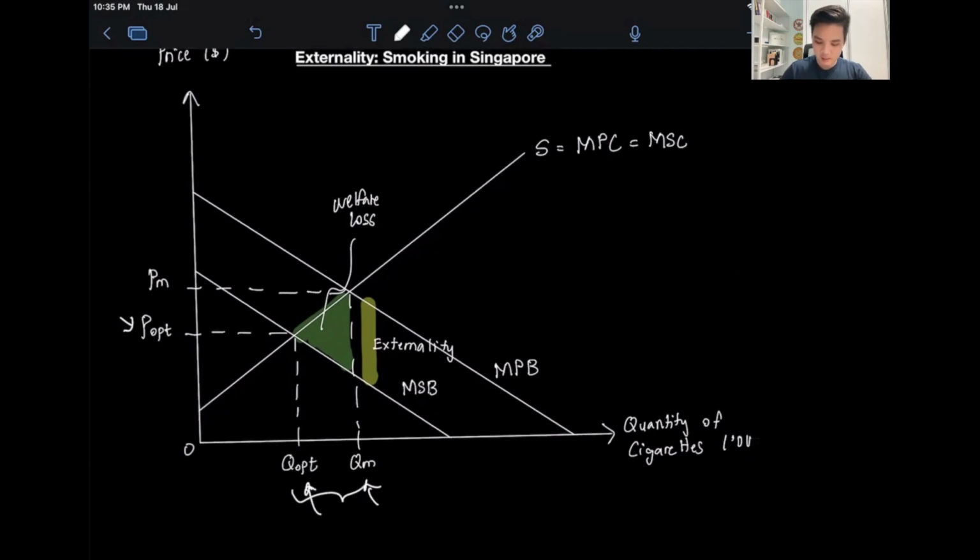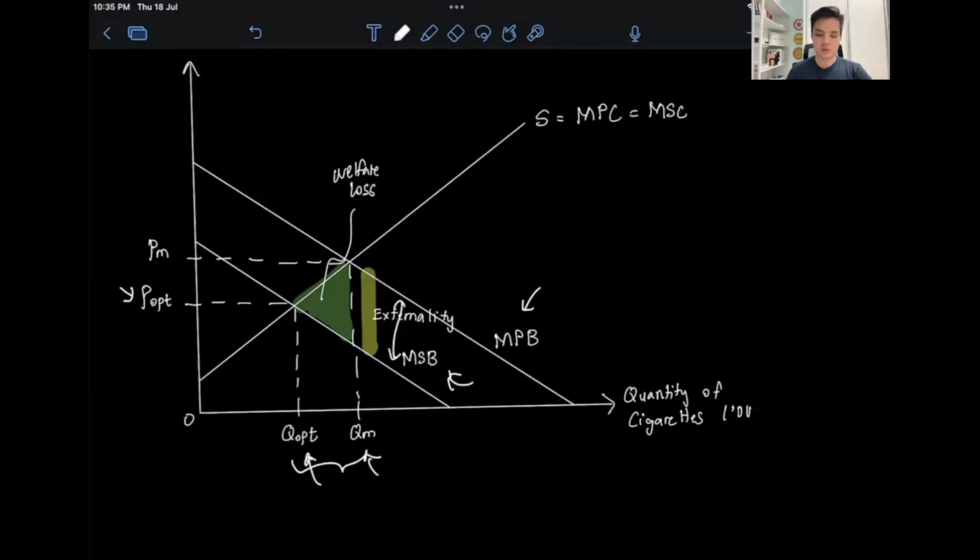We also see how the marginal private benefit, basically the benefit enjoyed by the smoker, is higher than the overall benefit to society over here. The size of the externality is reflected as this gap between the MSB curve and the MPB curve, also this yellow bar. One key takeaway is that when there is a negative consumption externality, the free market overallocates resources to production of cigarettes, and too much is produced relative to what is socially optimal.